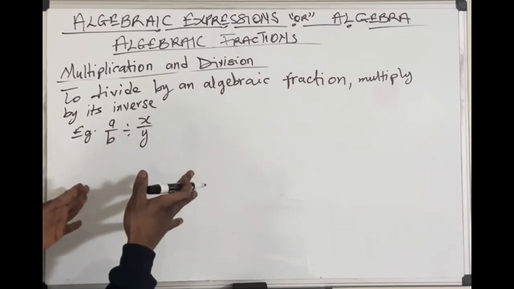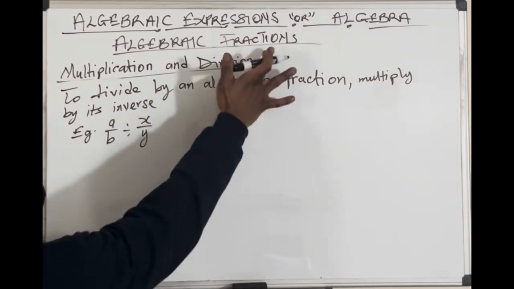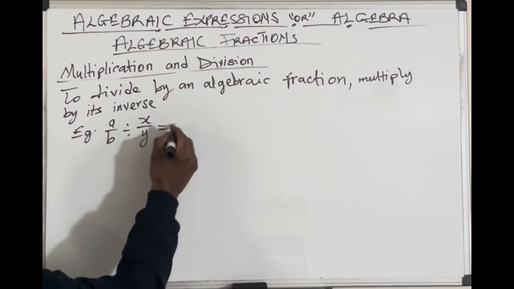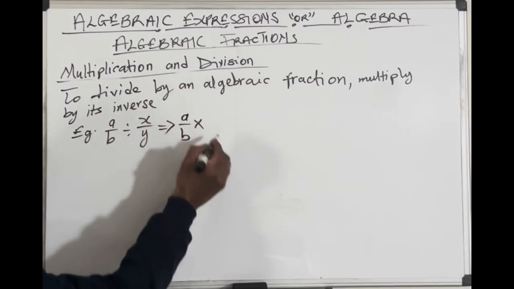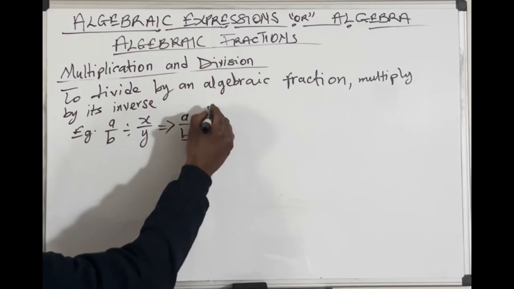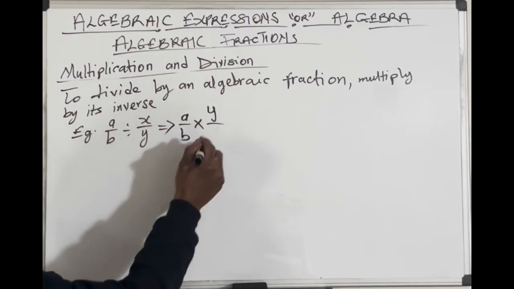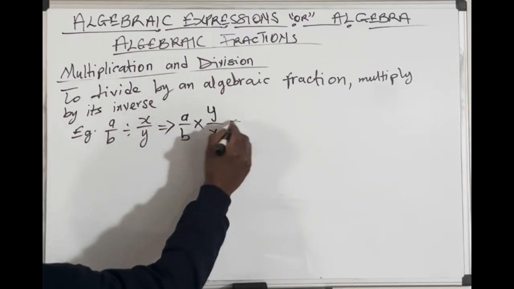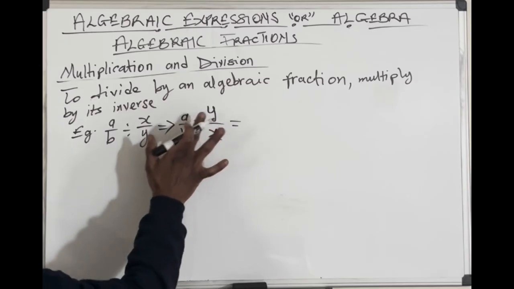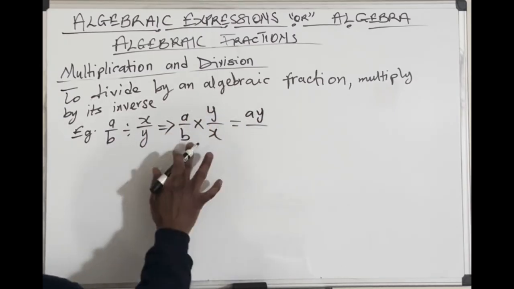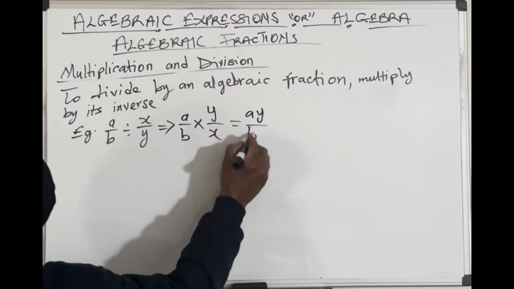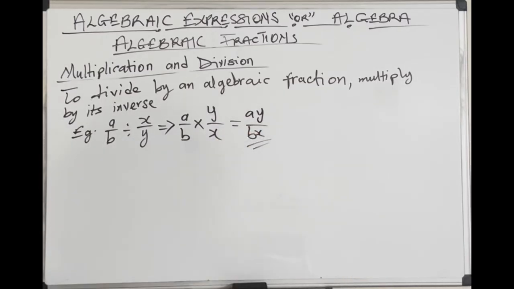The same thing applies to this because we are dealing with what? Fractions. So this will be written as a over b times, and y will be the numerator, then x will be the denominator. And then we can go ahead, multiply a times y to get ay over b times x to get bx. That's what we're talking about.